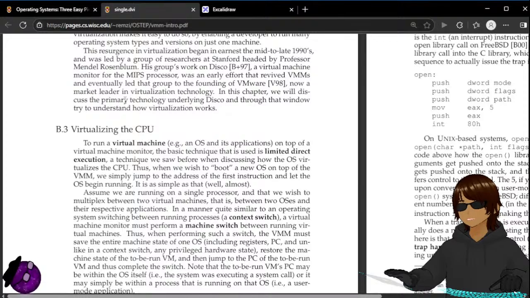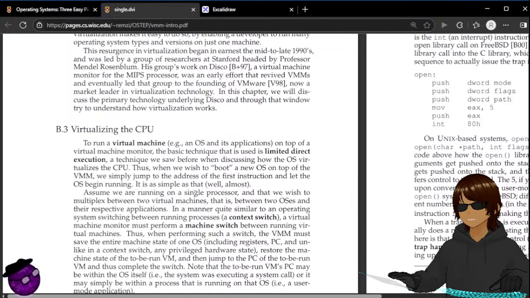In this chapter, we will discuss the primary technology underlying Disco and, through that window, try to understand how virtualization works. To run a virtual machine, an OS and its applications on top of a virtual machine monitor, the basic technique that is used is limited direct execution, a technique we saw before when discussing how the OS virtualizes the CPU. Thus, when we wish to boot a new OS on top of the VMM, we simply jump to the address of the first instruction and let the OS begin running. It is as simple as that.